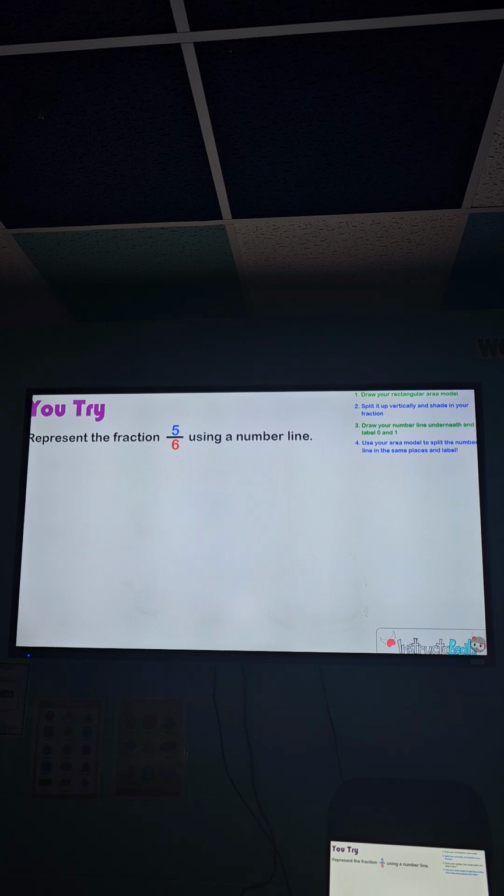So here we have our U-try problem, okay? If you're new to Instructomatics, what you're going to do in a second is you're going to pause the video, try this one by yourself, and then push play to check your work. So we want to represent the fraction 5/6 using a number line, of course, following our steps. So you should use the area model first, and then use that to make your flattened area model, or the number line. Go ahead and pause the video, and then push play when you're ready.